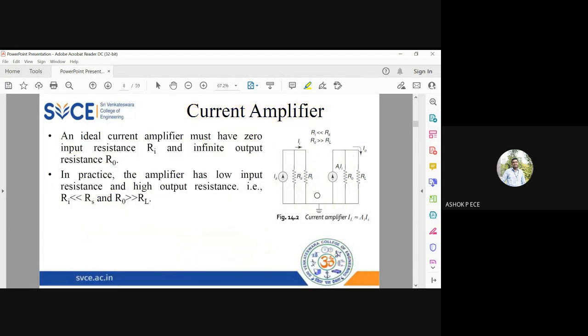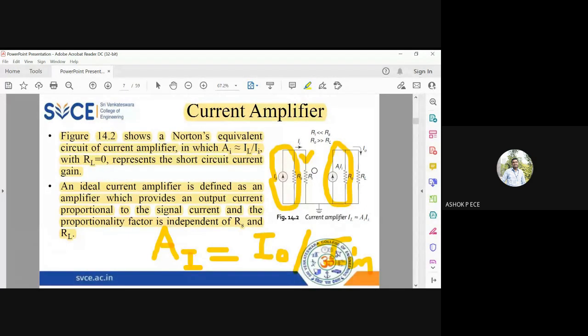For a current amplifier, it will be the opposite, if you see. RI will be very much less than RS, because whatever current comes out of this current source should enter RI, should enter the amplifier, right? If it has to enter the amplifier, then RS should be very, very large. Then only will the current not choose a high resistance path. Current will always take a low resistance path.